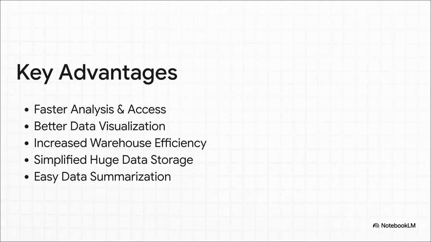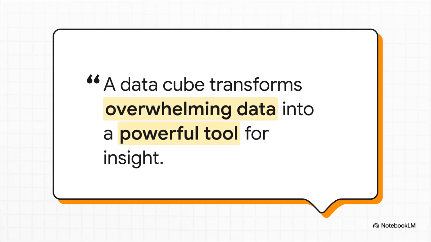And it's not just theory. Think about a service like Netflix. The reason they can recommend your next favorite show with such spooky accuracy is because they use concepts like this to instantly analyze what millions of people are watching. Look, if there's just one thing you take away from this, let it be this. A data cube basically transforms a huge, messy pile of data into a powerful tool you can actually use to find real insights. It turns overwhelming chaos into clarity.